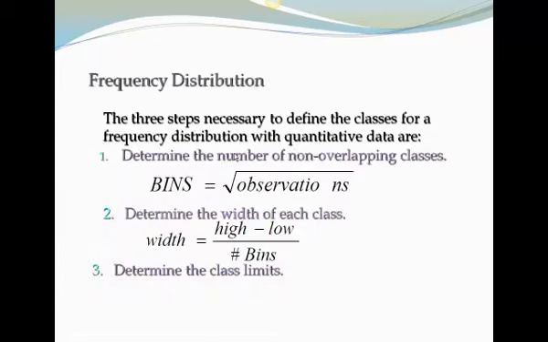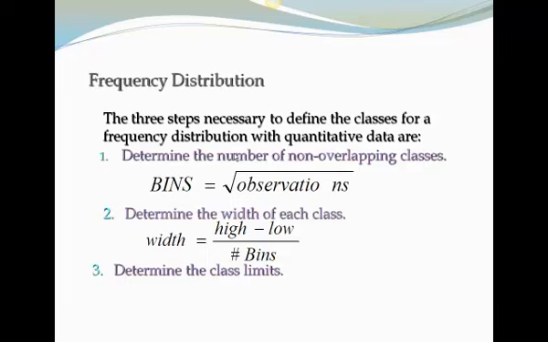Okay. So the number of bins is the number of non-overlapping classes. That can be estimated using the square root of the number of observations. But that's not necessarily going to give you a perfect number. In general, you want to have more than 5, but less than 20, something like that. So that'll just give you a basic approximation. And then, of course, you need to round that to a round number.